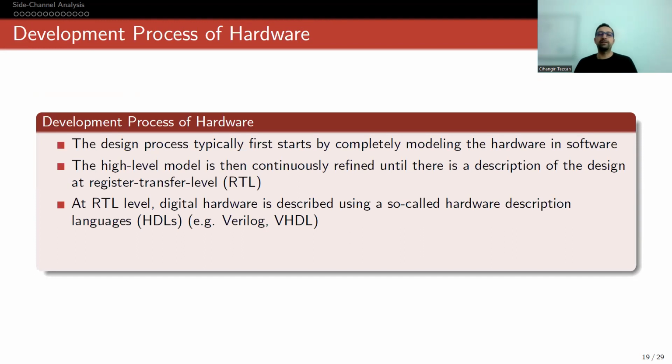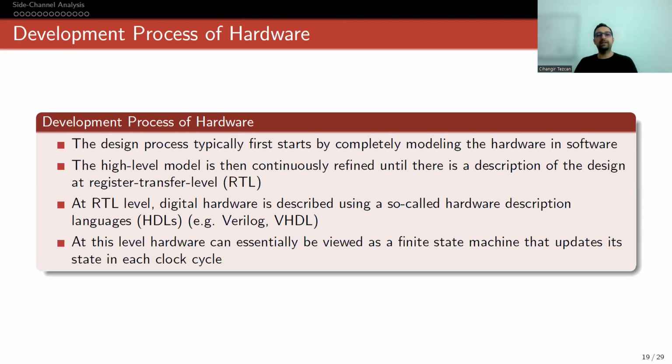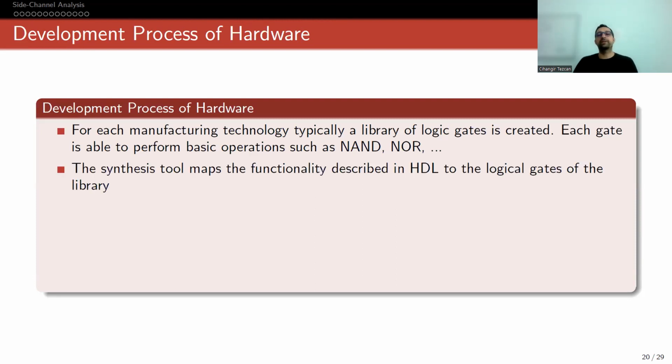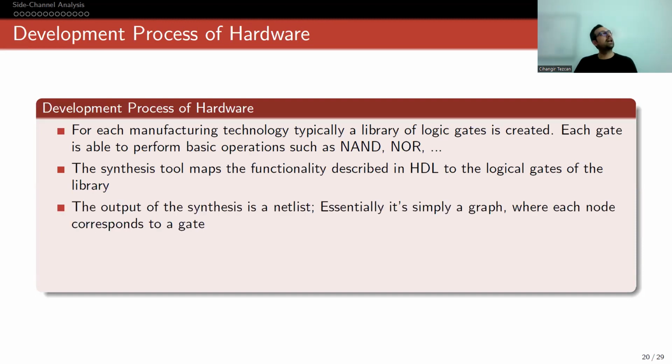At RTL level, digital hardware is described using so-called hardware description languages, HDLs, I mean Verilog, VHDL, for example. At this level, hardware can essentially be viewed as a finite state machine that updates its state in each clock cycle. For each manufacturing technology, typically a library of logic gates is created. Each gate is able to perform basic operations such as NAND, NOR, etc. The synthesis tool maps the functionality described in HDL to the logical gates of the library, right? The output of the synthesis is a netlist. Essentially, it's simply a graph where each node corresponds to a gate.